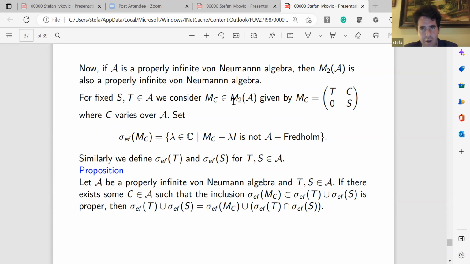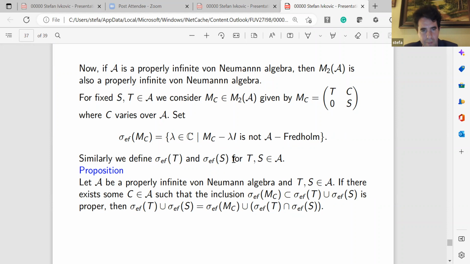What we wish to consider are upper triangular 2x2 matrices whose coefficients belong to A. Actually, we should fix T and S, and C would vary. Therefore, we should denote this matrix only by M_C and not by M_C,T,S, because T and S are fixed. And then we can also define a Fredholm spectrum. As usual, the Fredholm spectrum is the set of all lambda such that M_C minus lambda I, where I is the identity in this greater von Neumann algebra, is not Fredholm. So the set of non-Fredholm operators induces a spectrum, the Fredholm spectrum. Also in this smaller von Neumann algebra A, you can similarly define the Fredholm spectra of T and S.